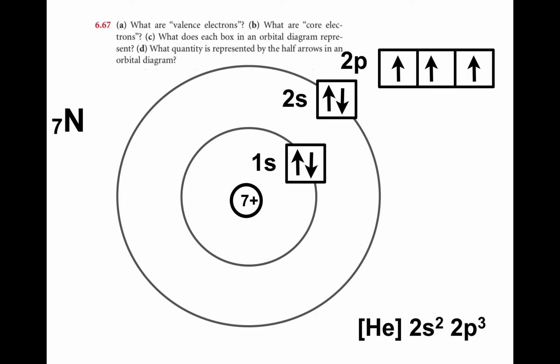Core electrons are inner electrons, right? So a way of writing this is to say that the 1s electrons represent a helium configuration on the inside, and the valence electrons are on the outside. Oh, B, what are core electrons? Oh, there they are. So the core electrons are on the inside, shielding the outer electrons from feeling the nucleus.